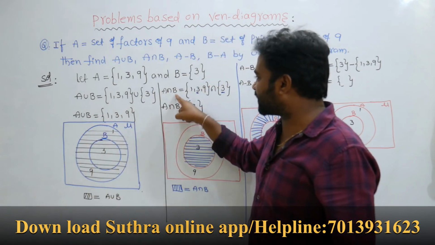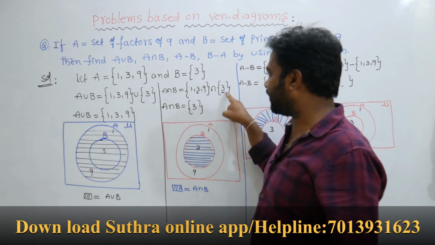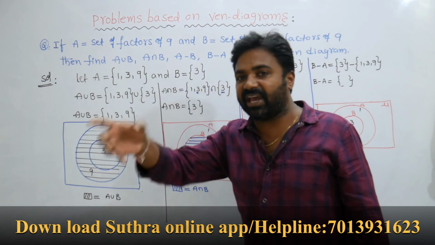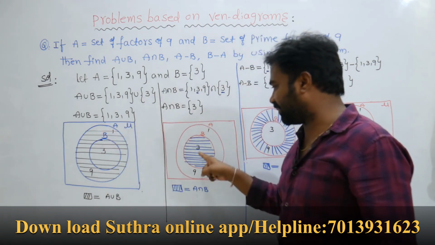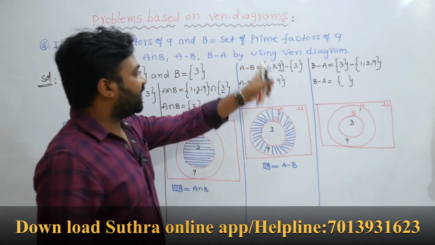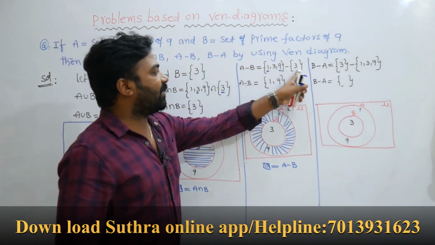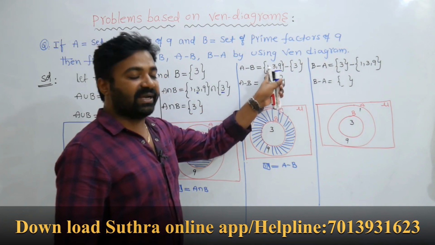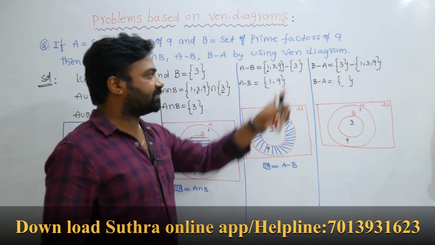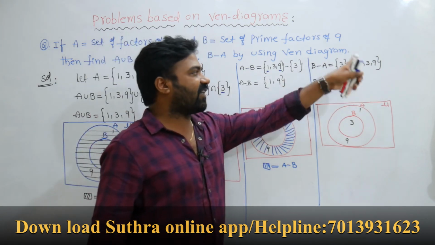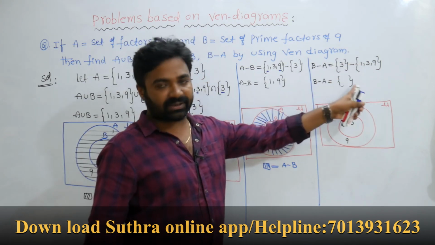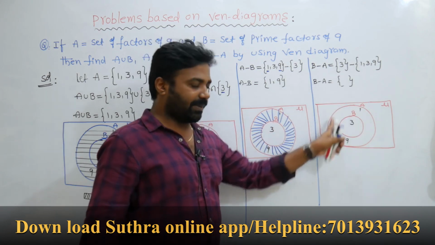Next, A intersection B. 1, 3, 9 intersection 3. The common element of these two sets A and B is 3 only. It is a Venn diagram. The shading part represents A intersection B. Next, A minus B, A set minus B set. The common element is 3, so without the common element, except B set, it is 1, 9. So 1, 9 is the shading part. B minus A: except the common element, there is no element in A. So B minus A is the empty set. Empty means there is no shading part.